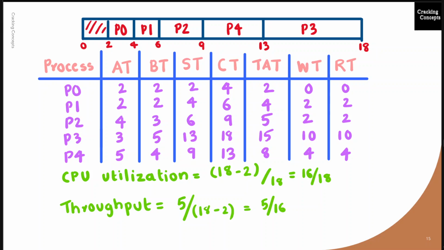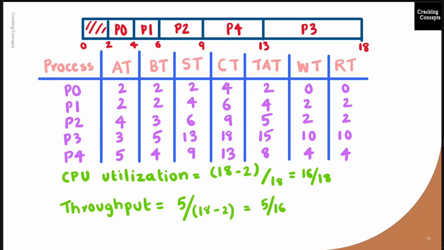Also we can calculate the CPU utilization and throughput. Now the formula for CPU utilization is the total time minus the idle time, divided by the total time, and if you multiply it by 100 you will get it in terms of percentage. So here the total length is 18, idle time is 2, so 18 minus 2 by the total time 18, that is 16 by 18. If you multiply it by 100 you will get it in terms of percentage.